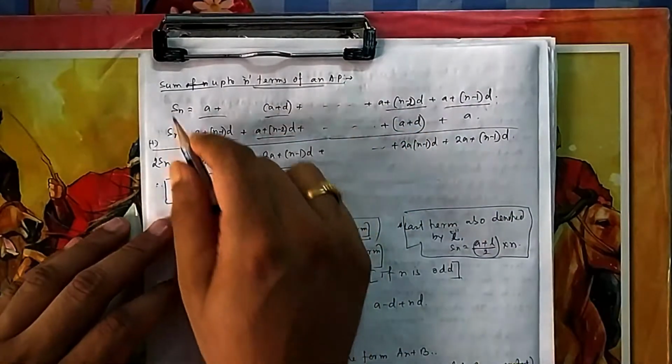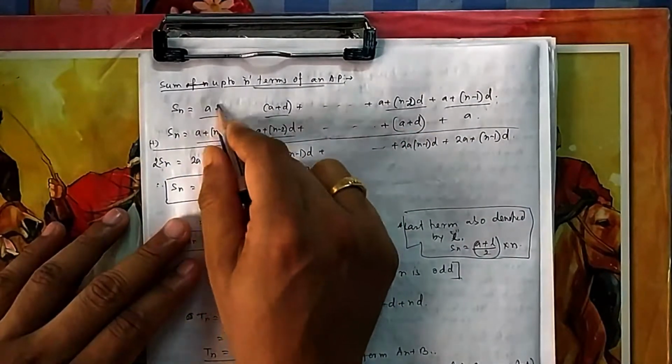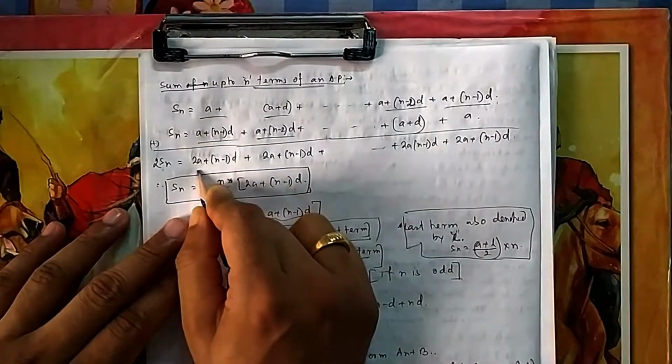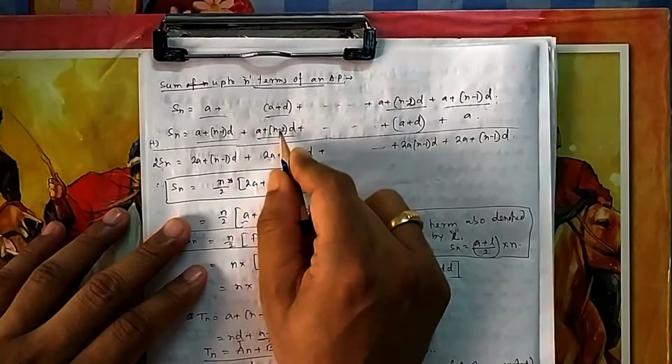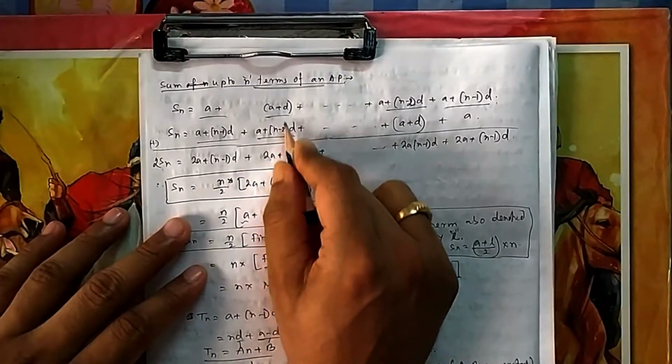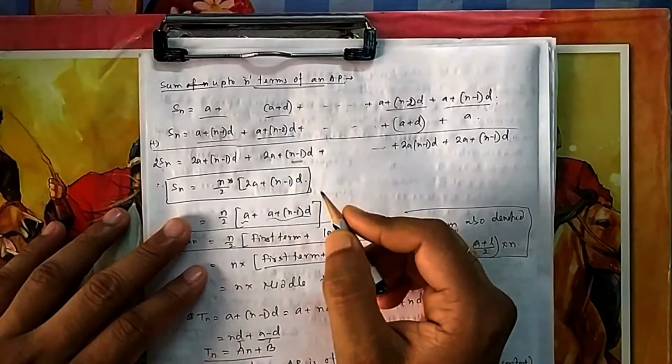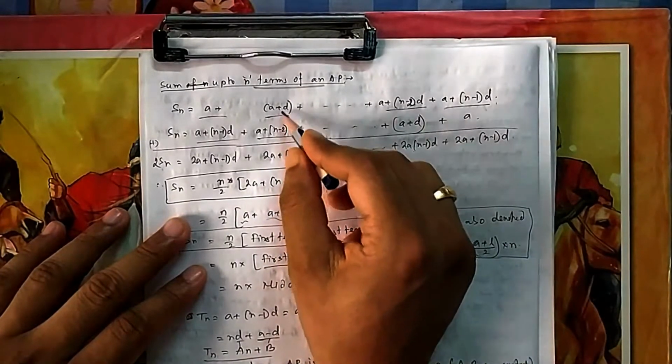Now if you add these two series, this Sn will give me 2Sn. If you add these, you will see a peculiar thing. A plus A will be 2A, and this will be n minus 1 into D. If you add these, D will be common, n minus 2 plus 1, that is n minus 1. You see, n minus 2 plus 1.